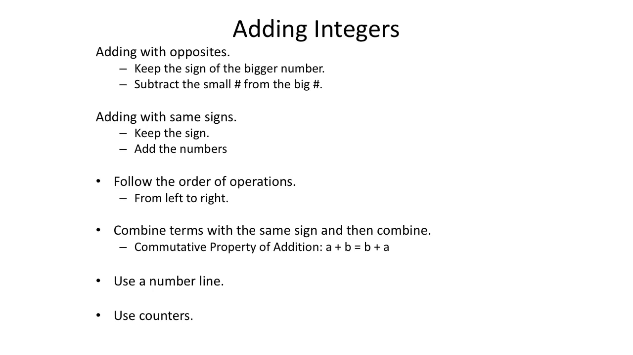Following the order of operations, I don't remember seeing one like that, but again, you're just working from left to right, combining terms with the same sign. These are all just methods for doing it. We looked at using a number line and counters. This fourth one, combining terms with the same sign and then combining the terms, is not a very common way to do it, so I don't really show it that way.